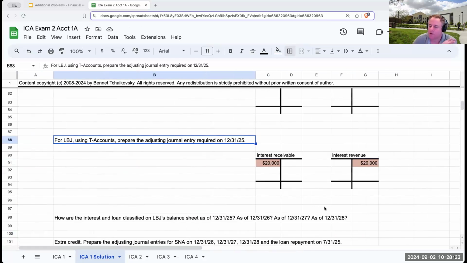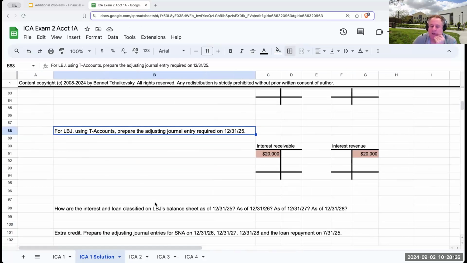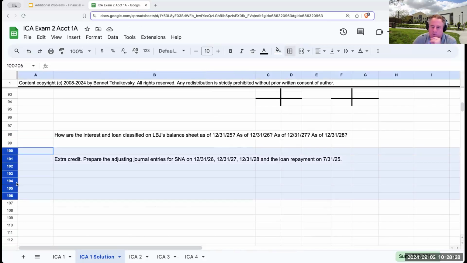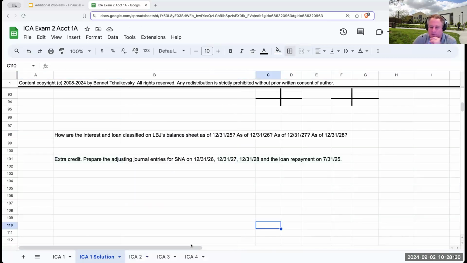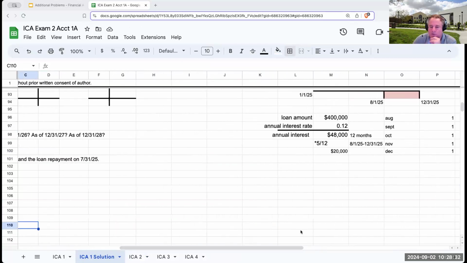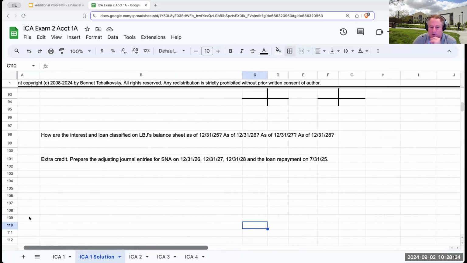Okay. So right over here, prepare the adjusting entry as of 12/31/25. Okay. So now this next question, we kind of looked at a similar type of scenario when we were coming over here, and I'll just move this down a bit.